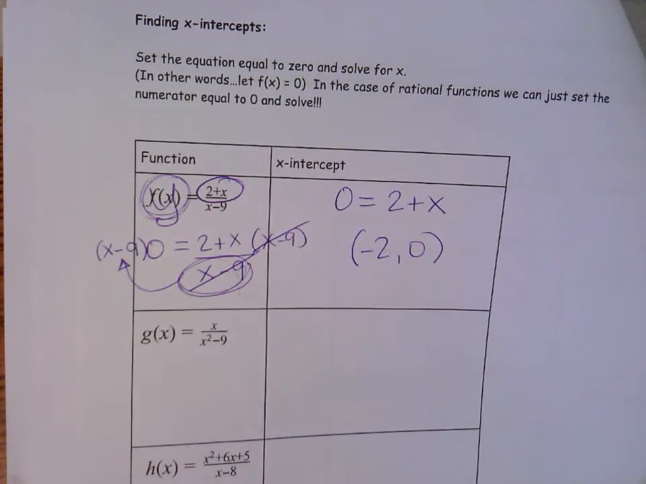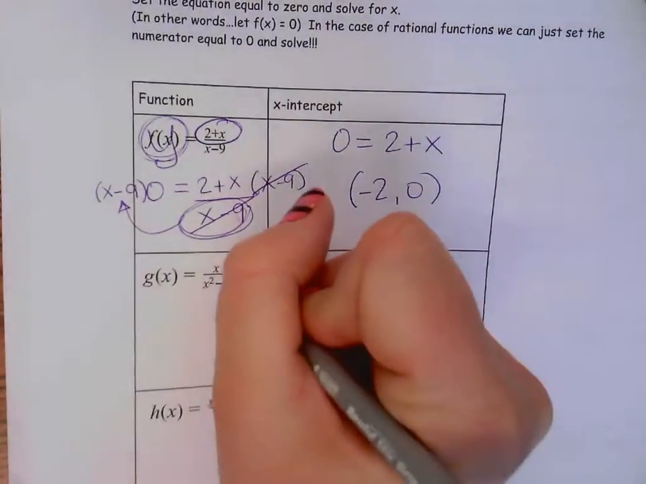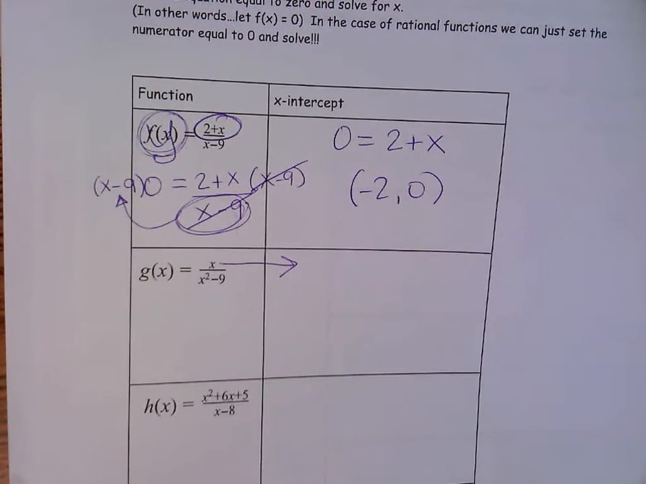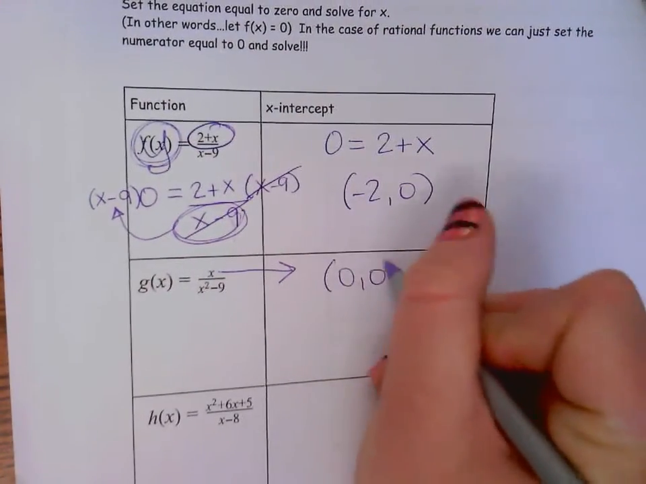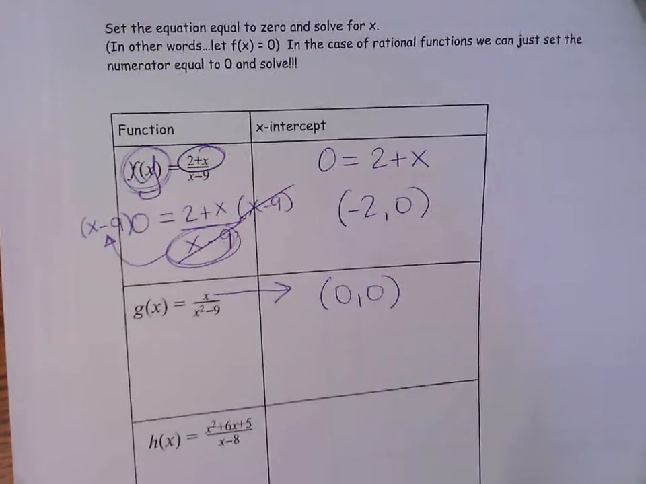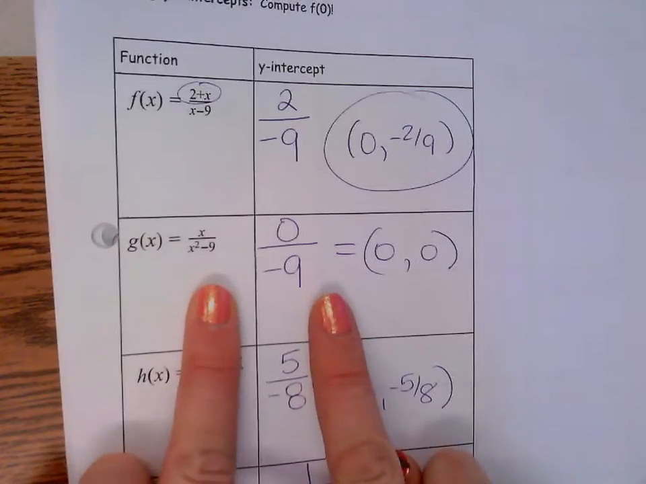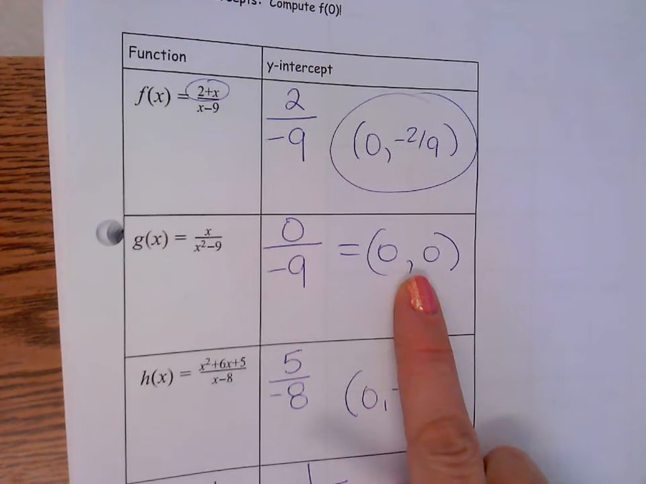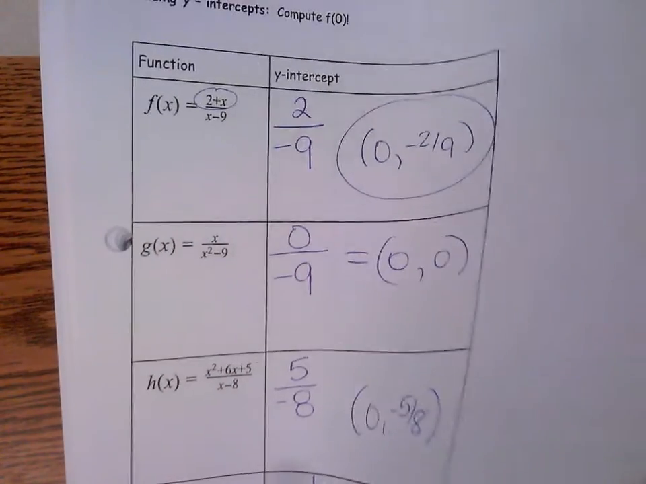So take a look at g of x. What will make that numerator equal 0? What would x have to be? Can x be 9? X has to be 0, right? That will make the numerator 0. So 0, 0 is your x-intercept. If you look back on the previous page, this is the same function. What did we say our y-intercept was? Also 0, 0. If your x-intercept is 0, 0, then your y-intercept will also be 0, 0.